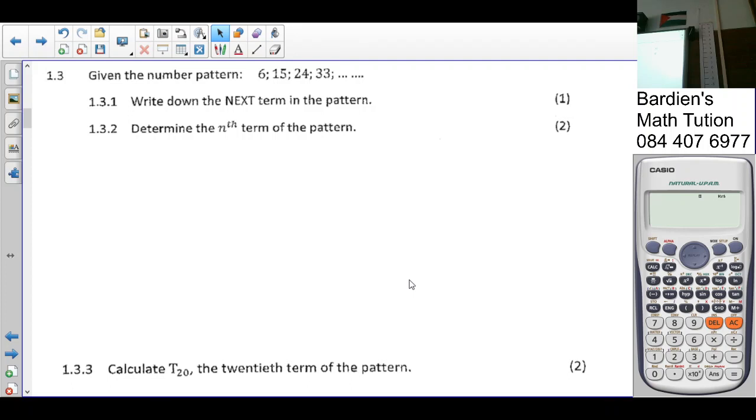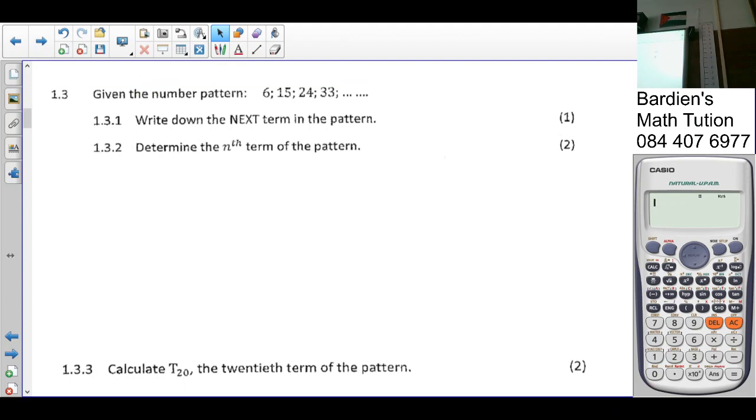Next one. Given the number pattern 6, 15, 24, 33, write down the next term in this pattern. So how do I move from the first to the next term? I'm adding. How do I move from there to there? You're adding 9. Then 9 again. Then 9. If I add 9, I'm going to get 42. Correct? Determine the nth term of the pattern.